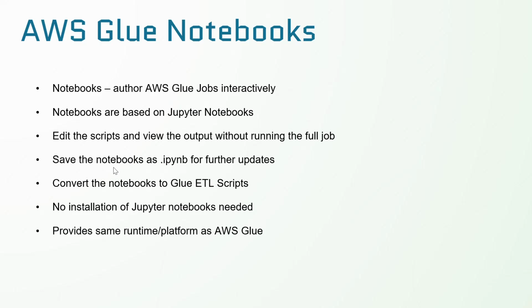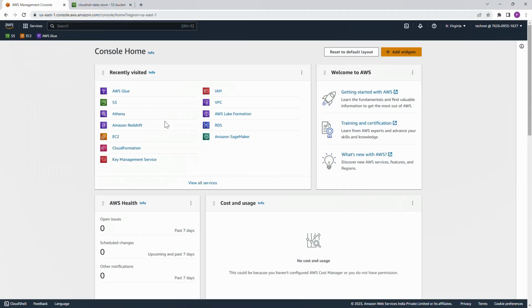And we'll be able to save these notebooks and use them for further updates. And once we are done with all the updates and finalize the script, we can go ahead and convert the notebook script into a Glue ETL script by the click of a button. And this does not need any explicit installation of the Jupyter Notebook. It comes with the Glue Notebook service by default. And it provides the same runtime or platform as an AWS Glue Job. So when you convert the script from the notebook into an AWS Glue Job script, it is going to run seamlessly. So let us see AWS Glue Notebook in action.